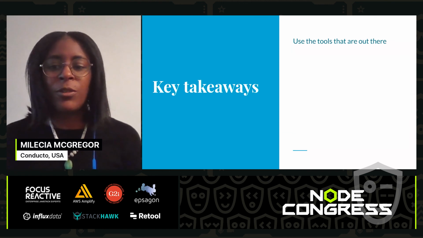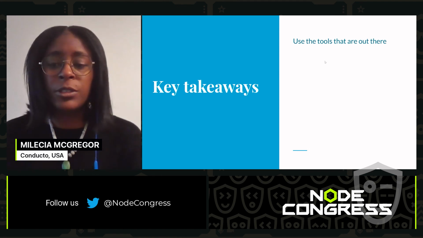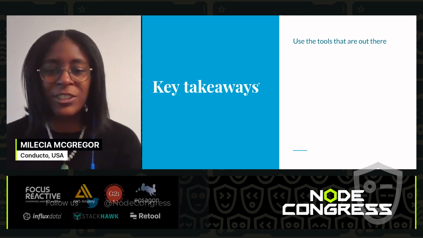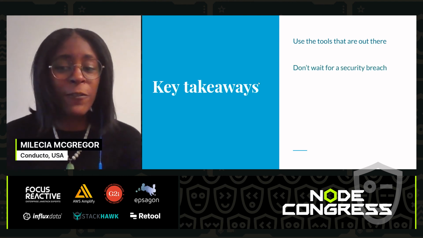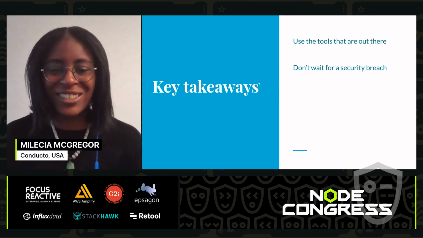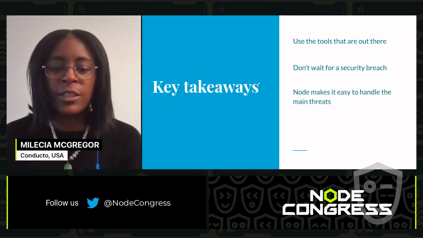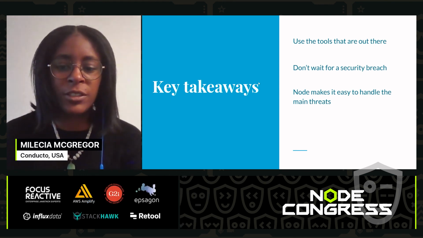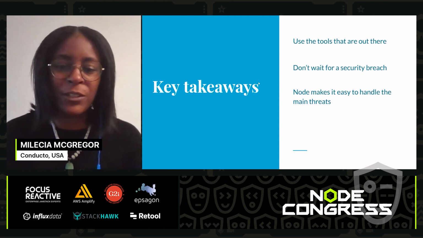So just to wrap up real quick here, a few things I want you to take away. First off, use the tools that are out there. You don't have to make your own security toolbox. There are plenty of packages and libraries that do everything for you already. And then don't wait for a security breach to implement security. Go ahead and do things like install helmet.js for a really quick win. And then Node itself makes it pretty easy to handle the main threats. There's just a lot of different packages. And once you're using Express, you know how many methods and parameters you have available for that.